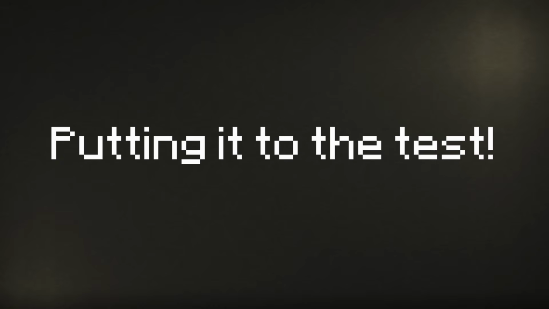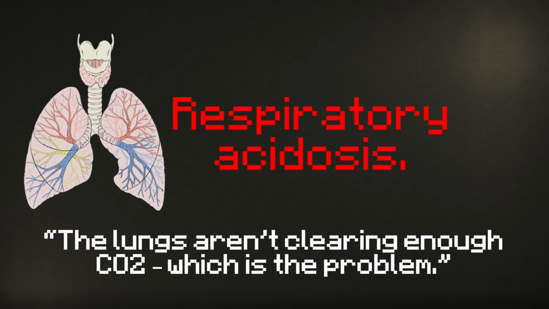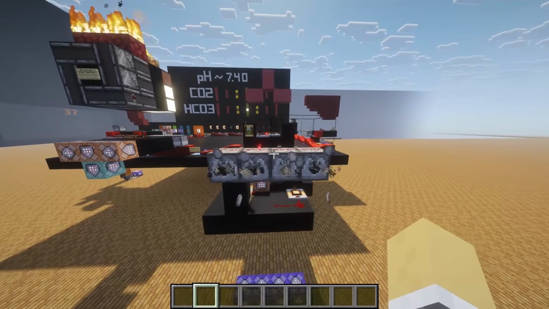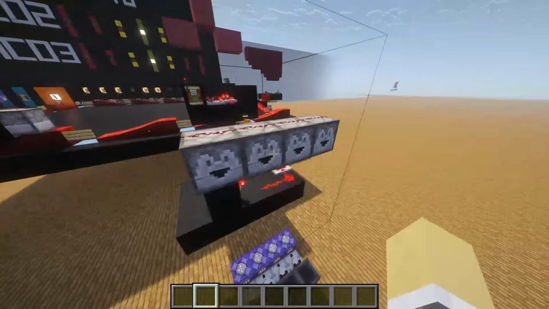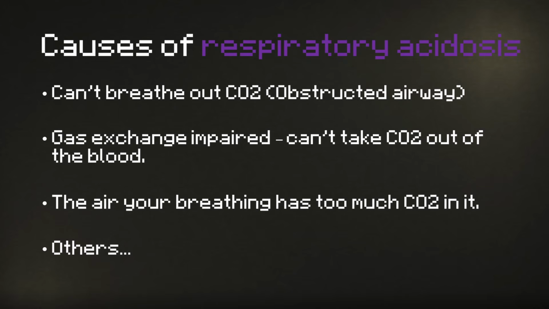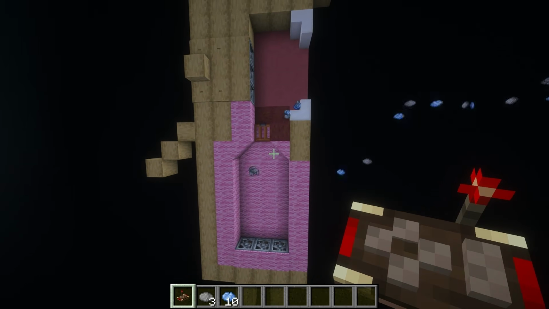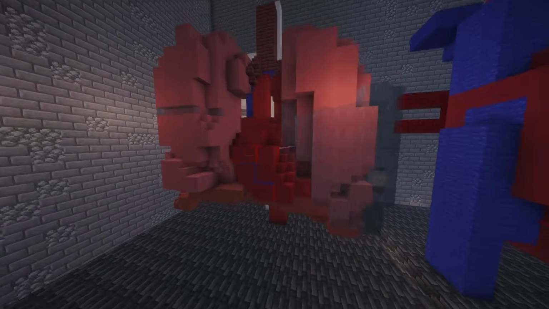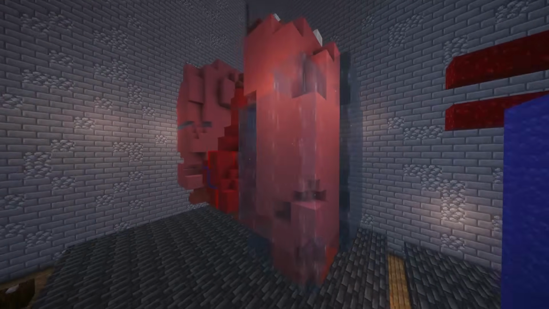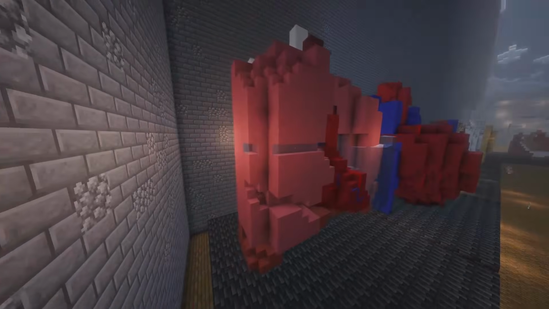So the next logical step is to put this machine to the test and see how it handles common acid-base abnormalities. The first test is respiratory acidosis. In this state, the lungs aren't doing a good enough job at clearing away the carbon dioxide, and so the carbon dioxide level is high. Causes of this might be because the airway is blocked, so carbon dioxide can't physically leave the body. The lungs might be full of fluid, so gas exchange isn't taking place properly. Or you could be breathing air that's got a high concentration of CO2 in it.